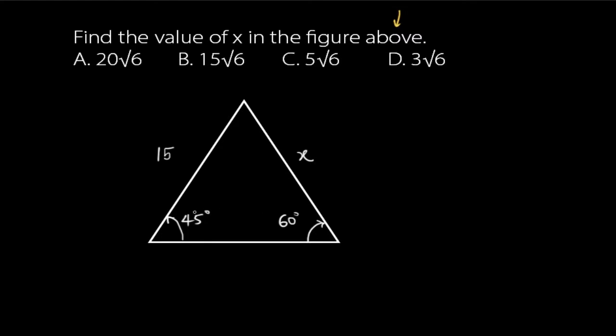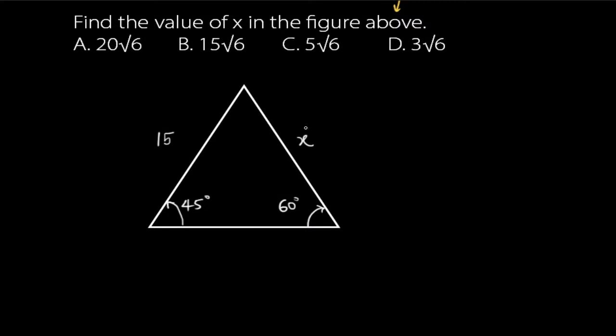So the triangle we have has an angle of 45 degrees. The angle here is 45 degrees. This is 60 degrees. And the length of this side of the triangle is 15, while the length of this side of the triangle is x. Now you're told to find the value of x. Now the trick is this.